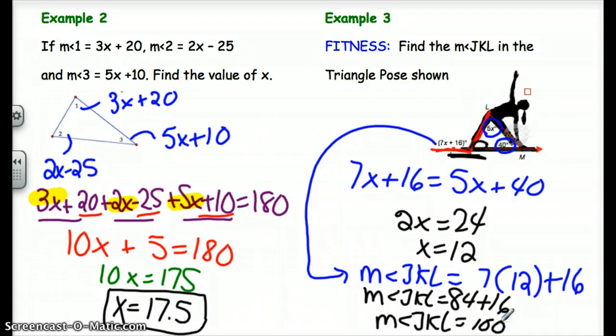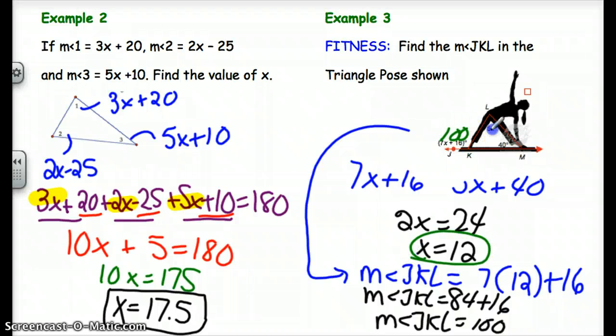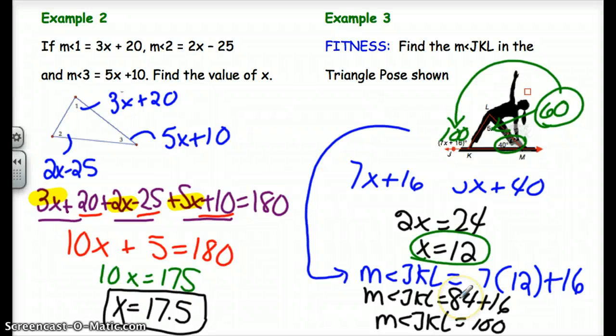Now, I could go and check this out now, guys. I'm going to clear my picture here so I can see a little bit better. I could put 100 in right here. I could take my 12 and plug it in right there. 5 times 12 is 60. So my 60 and my 40 do equal 100, and then the other thing I can do right now is I can say, okay, this is 100, this angle will be 80, okay, so I do have the correct answer.